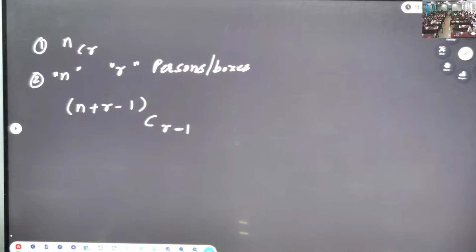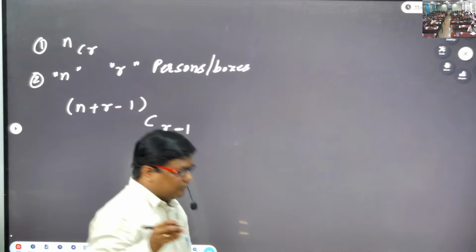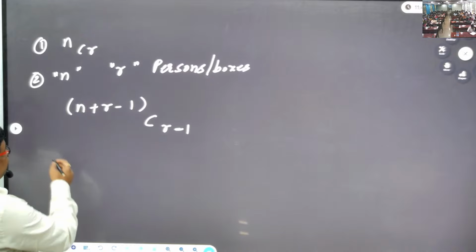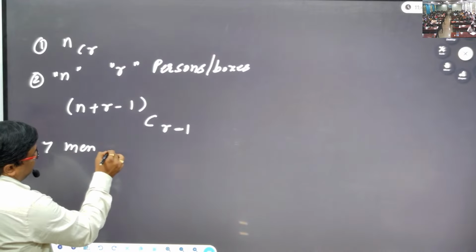Question: find the number of committees of 5 that can be formed from 7 men and 5 women.